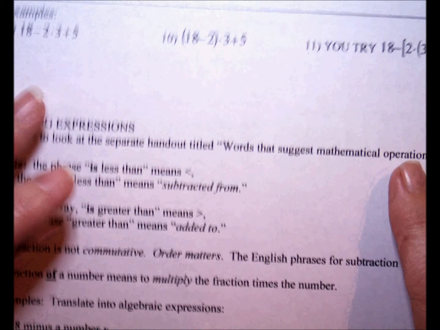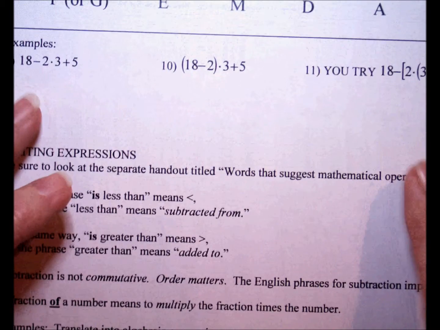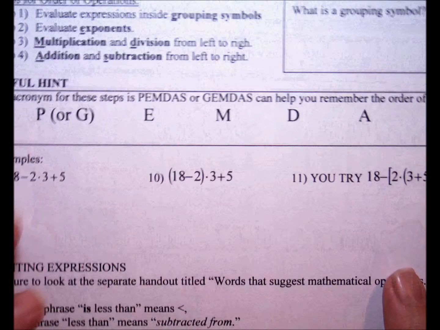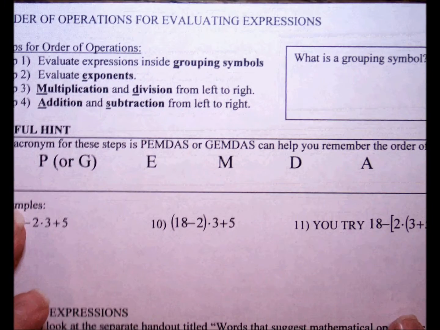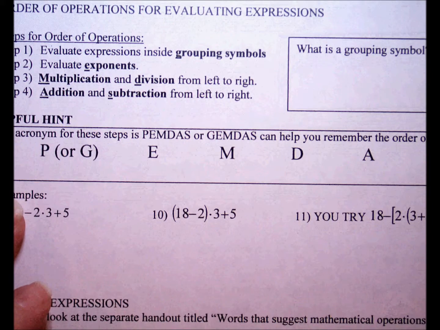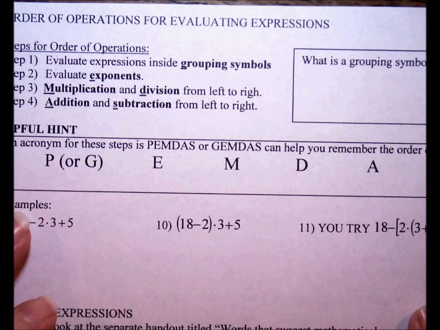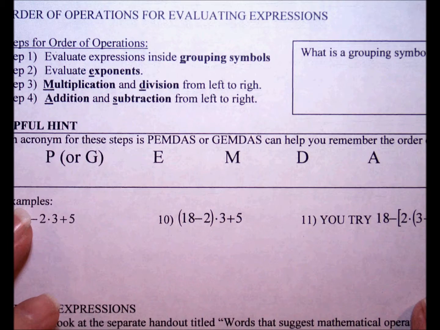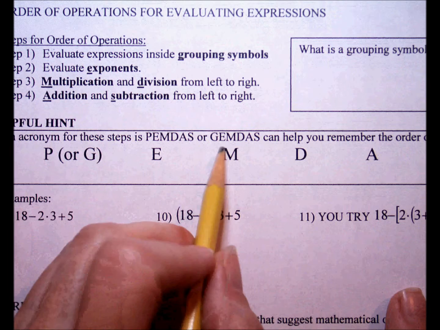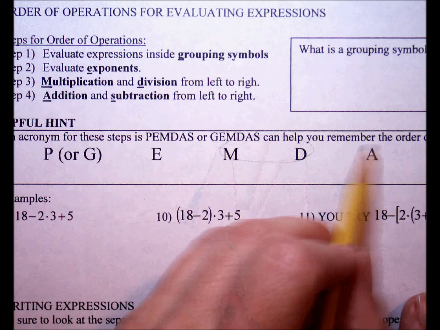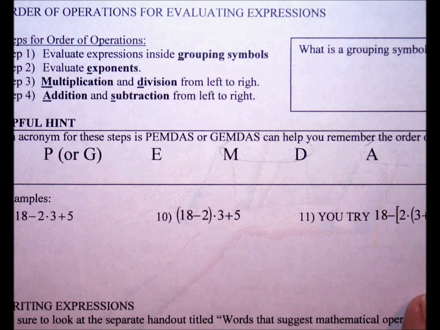And we're going to look at order of operations. I think most of you are familiar with PEMDAS. The only caveat with PEMDAS is that it does not imply that you do multiplication and division at the same time, at the same level, and addition and subtraction at the same level. So we'll talk about that.